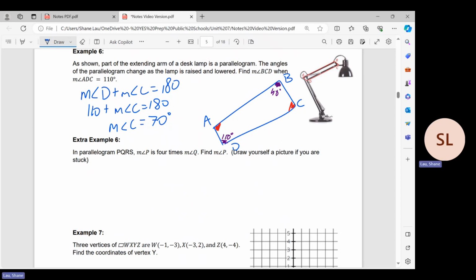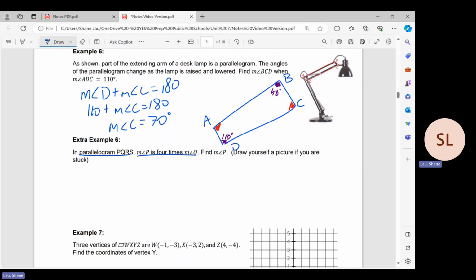We don't have an extra example 6, but I do want to illustrate how to solve this one, only because I think a lot of us might find it a little bit confusing just given the wording. It says parallelogram PQRS. The measure of angle P is 4 times the measure of angle Q. Those are both very important pieces. Find the measure of angle P. Draw yourself a picture if you are stuck.